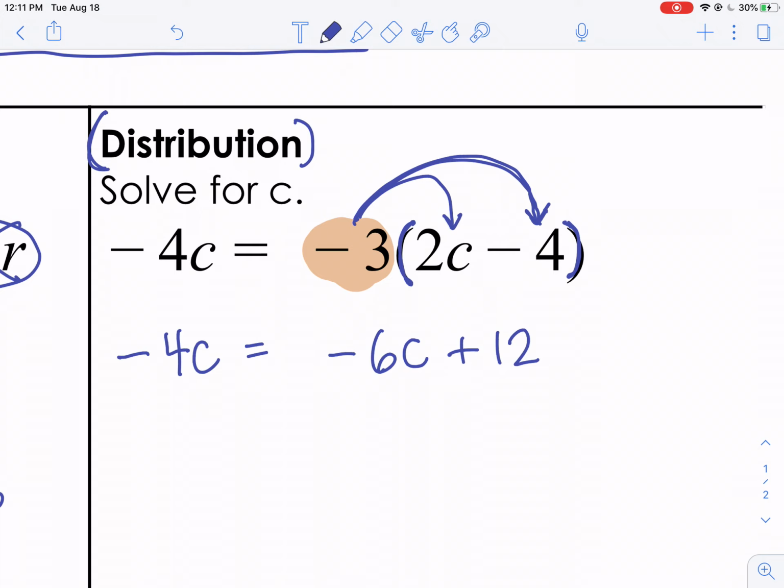So I'm going to take the c. I see that there's a c here and a c here. I want to put those together. So I'm going to do the opposite here. I'm going to add 6c, add 6c.